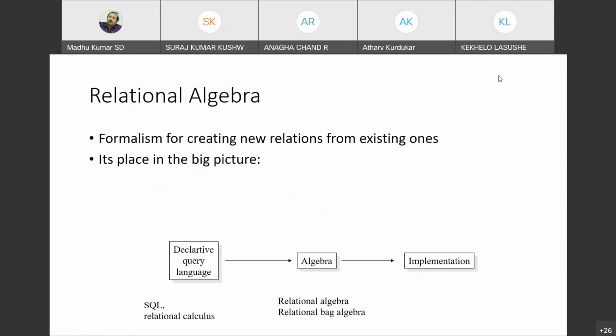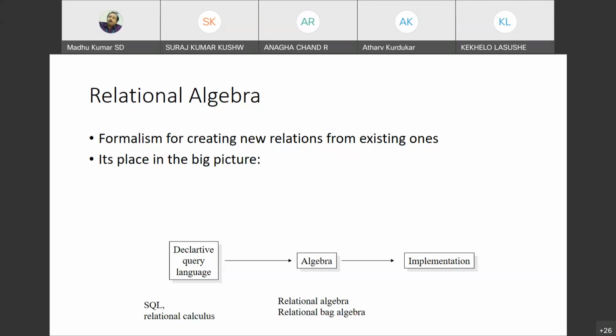Now, if you look into this, we have relational algebra, RA, which is actually a formal mechanism for creating new relations from existing ones. Here is the big picture where it shows the position of relational algebra. So we have something called declarative query languages, and relational algebra is one among them. It will be implemented using query translators or interpreters inside the DBMS architecture.